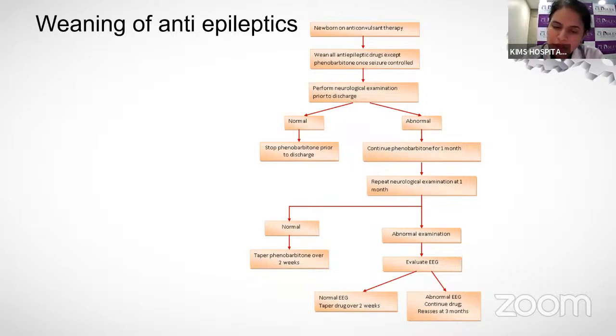Again, if EEG is normal, the baby can come out of anti-epileptics over the next 2 weeks. If this is also accompanied by an abnormal EEG, one will have to continue the anti-epileptic drug and reassess at 3 months.